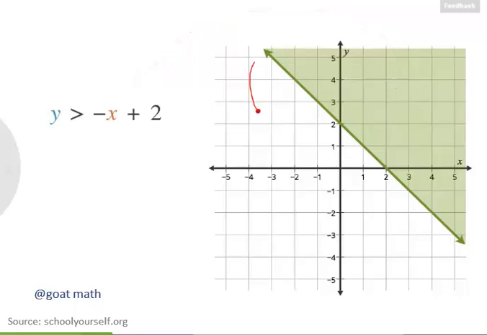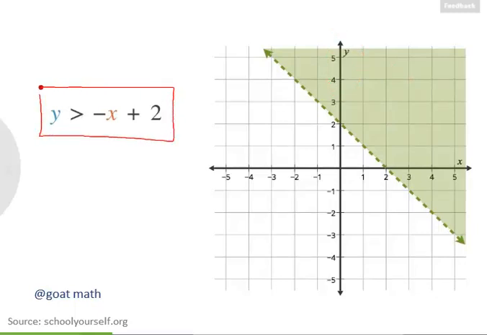Now remember, the line includes all points where y equals -x plus 2. So the line itself is not part of the solution, and we can indicate that by making the line dashed. So above this dashed line, meaning in the positive y direction, that's where y is greater than -x plus 2.